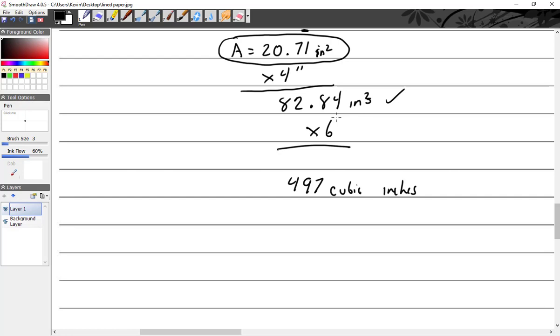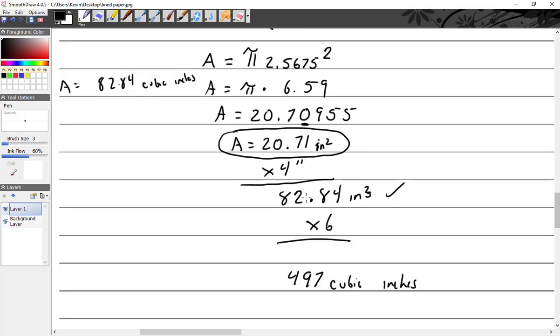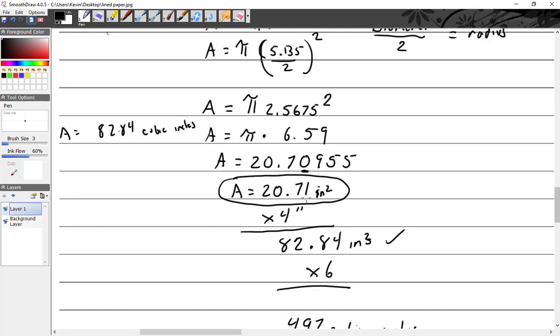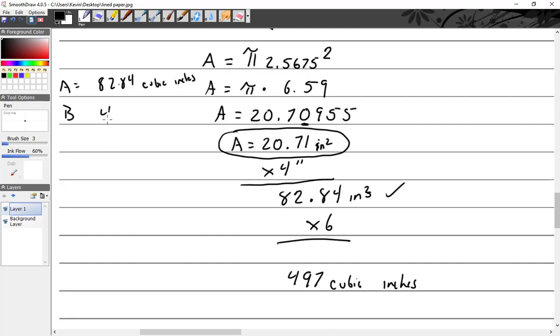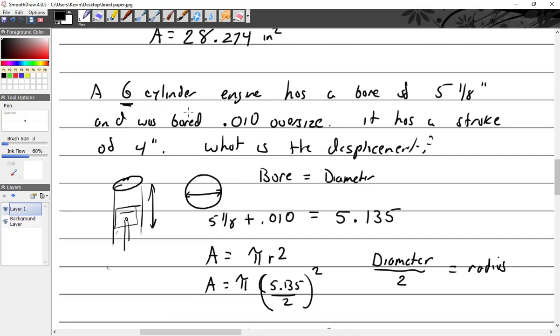Just try and keep it in your calculator at all times. So that's pretty close to Continental 520. So answer B would be 497, and answer B would be hopefully correct. But we are looking for the difference between a regular cylinder and this. There's no difference. It does not say difference between.